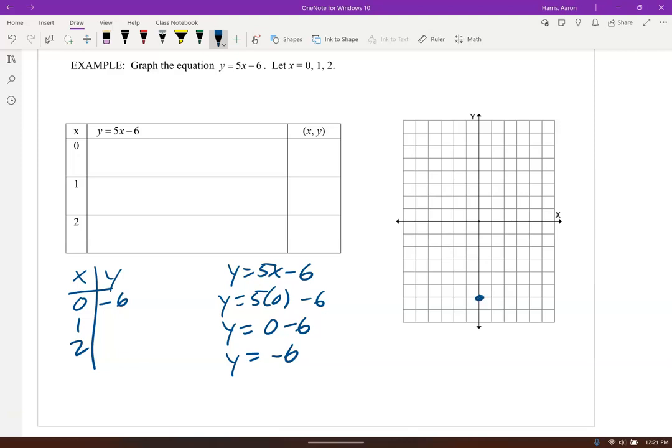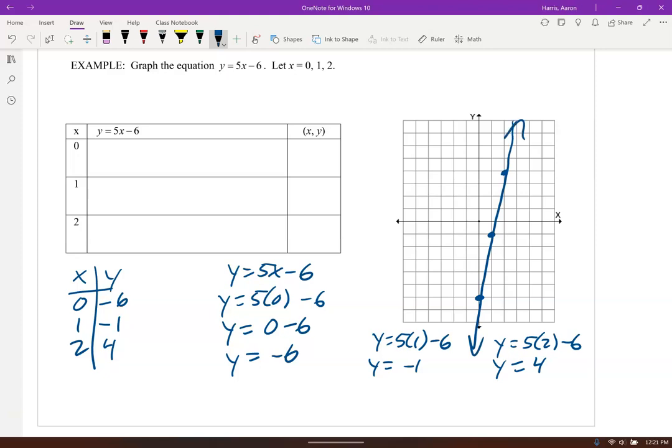Now let's let x be 1. So 5 times 1 minus 6. 5 minus 6 is a negative 1. So 1 comma negative 1 right there. And finally, let's let x be 2. So we got 10 minus 6, or 4. So 2 comma 4, 1, 2, 3, 4, up 4. And then we can draw that line as best I can for y equals 5x minus 6.